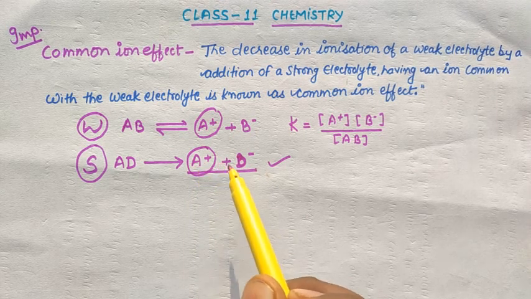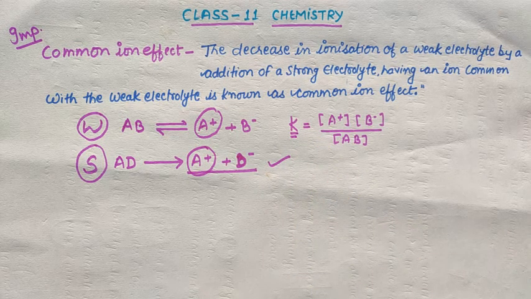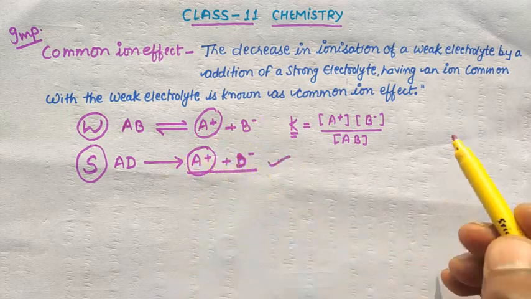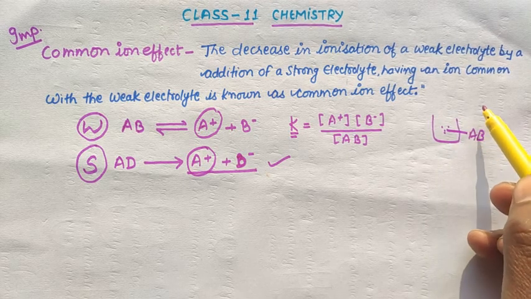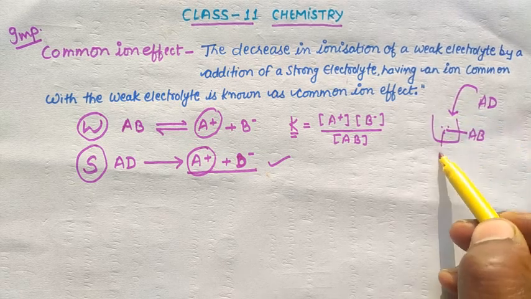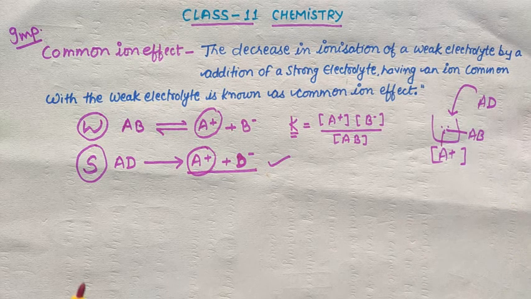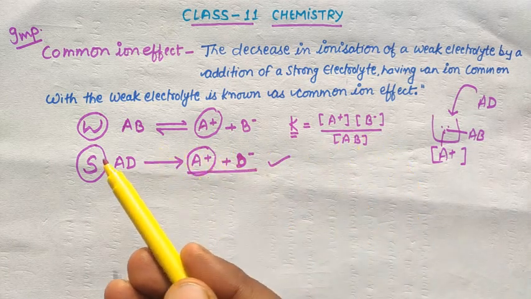So in order to keep K constant, the equilibrium will shift in the backward direction, because in this solution, initially there was only AB, and after some time you have added the strong electrolyte AD, so overall in solution the concentration of A plus will increase. So to maintain K constant, since temperature is constant, the equilibrium will shift in the backward direction according to which principle?